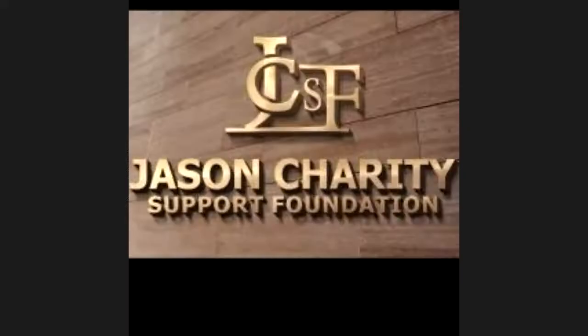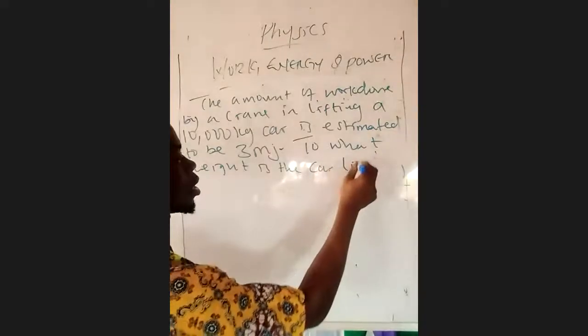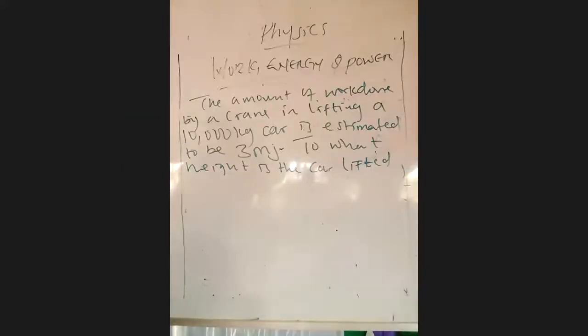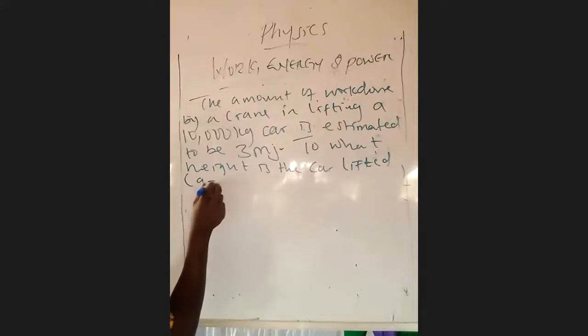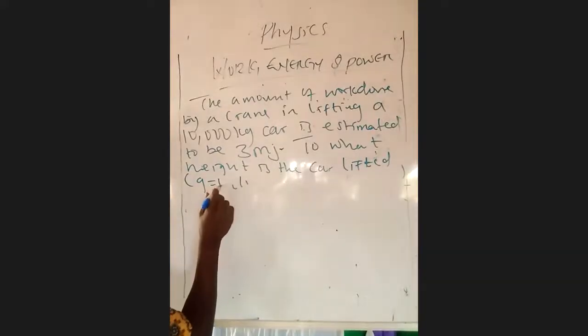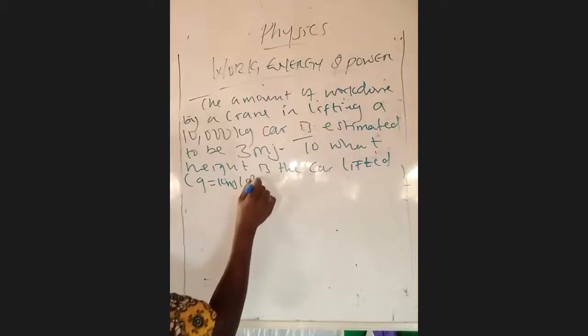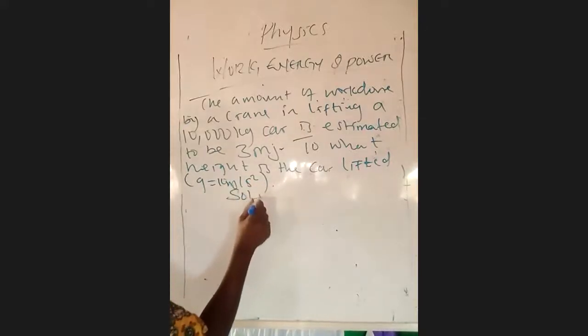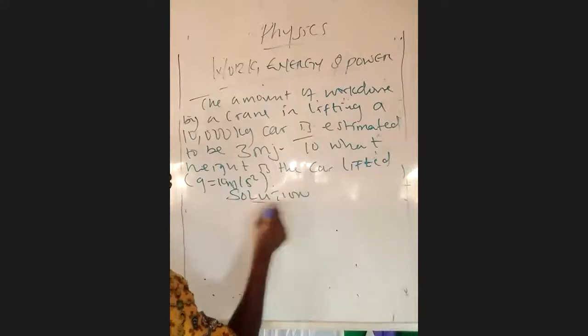Please, you have 9 minutes more. So to what height is the car lifted? We should take g to be equal to 10 meters per second squared. So let's quickly look at the solution because of our time.